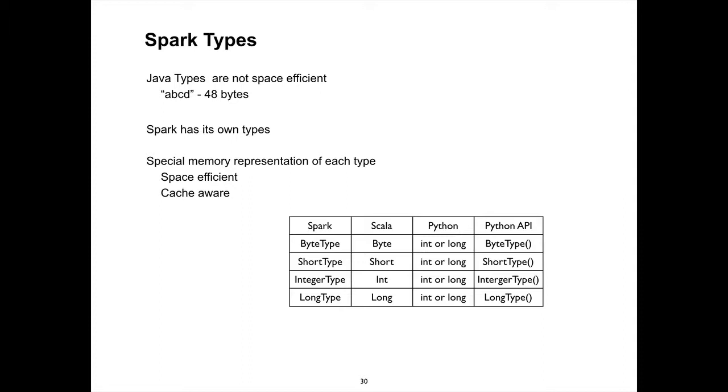Why? Well, because there's all this overhead of objects, right? And that's just too much. When you're dealing with large data sets, you don't want to take up all that space on object overhead. Another problem we have with Java types is there's too many pointers.